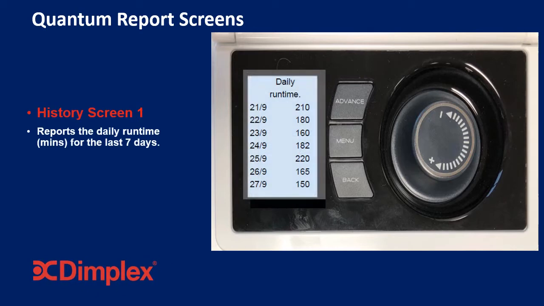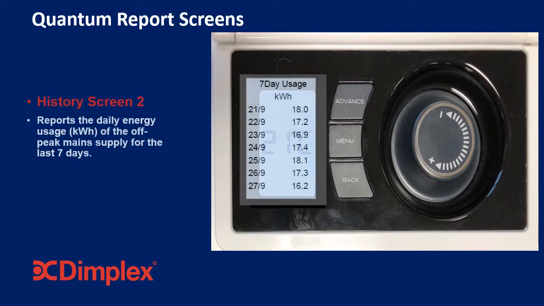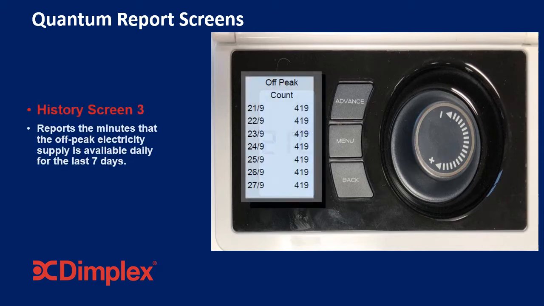History Screen 1. This reports the daily runtime in minutes for the last 7 days. History Screen 2. This reports the daily energy usage in kilowatt hours of the off-peak main supply for the last 7 days. History Screen 3. This reports the minutes that the off-peak electricity supply is available daily for the last 7 days.